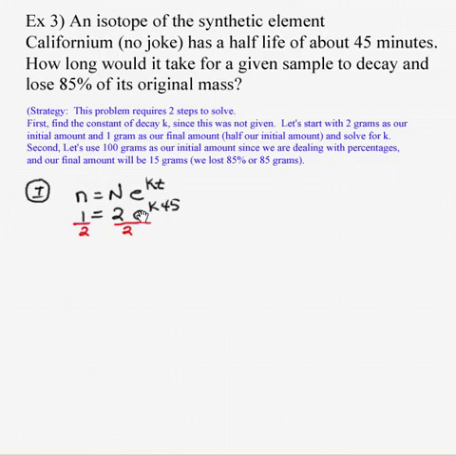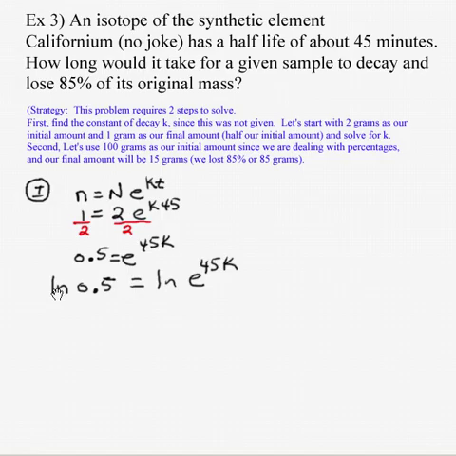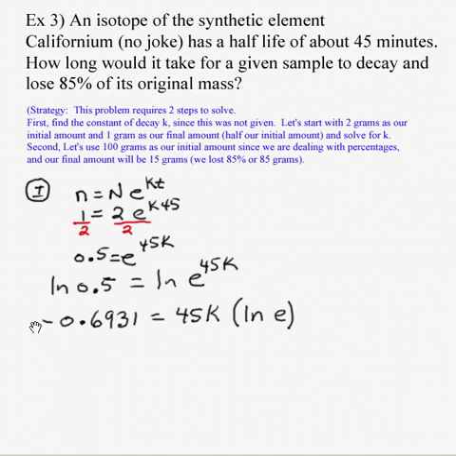So let's divide everything by 2 so we can get e by itself. So 1/2 is e to the 45k power. We could have got there as our first step if we said our initial amount was 1 and our final amount was a half. Since we have e as a base, we're going to take the natural log of both sides. You're going to see the natural log of a half quite often in half-life problems. So that's still negative 0.6931. Log of a number raised to a power, that property says that's the power times the log of the number. The natural log of e is still 1.